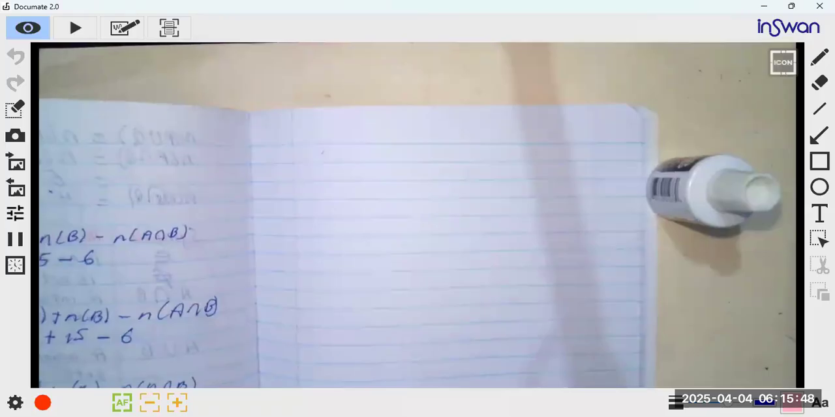So that is why we are doing transformations. So first of all, what is a transformation? That's the first thing that you need to know. What is a transformation? And why we need to know about transformation?